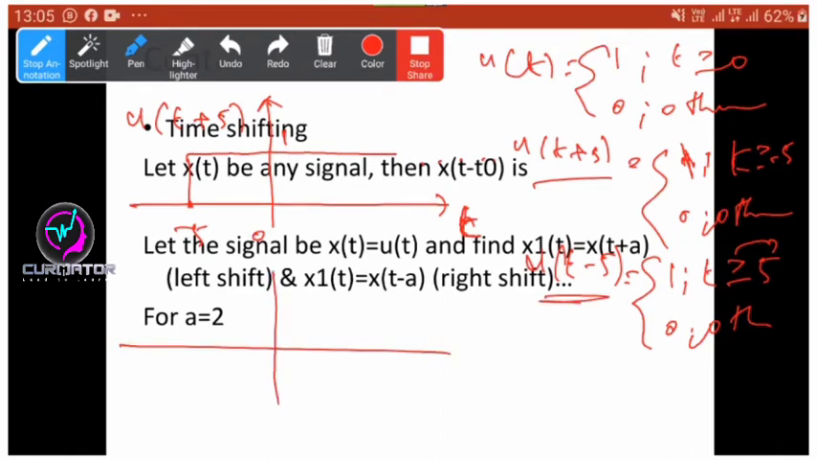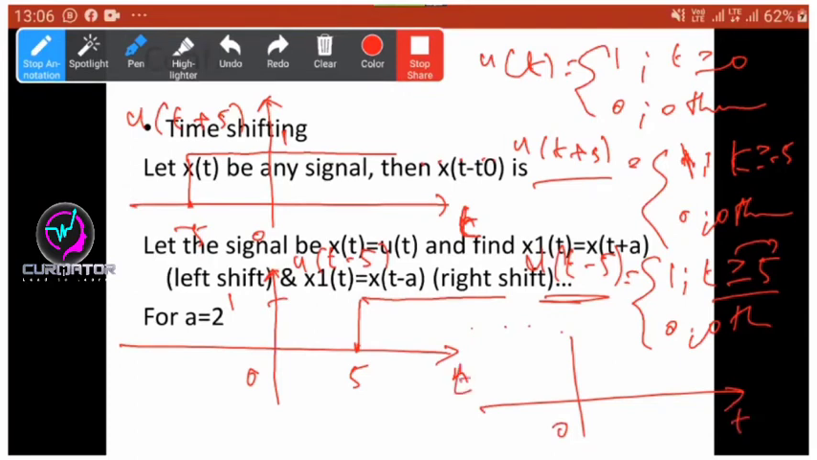Now again, let me plot this graph, u of t minus 5. This is the axis, this is 0, this is u of t minus 5. Its condition is like this here. It has value as 1 for all values of t greater than or equal to 5. This is 5. So for t greater than or equal to 5, u of t minus 5 will have value as 1.